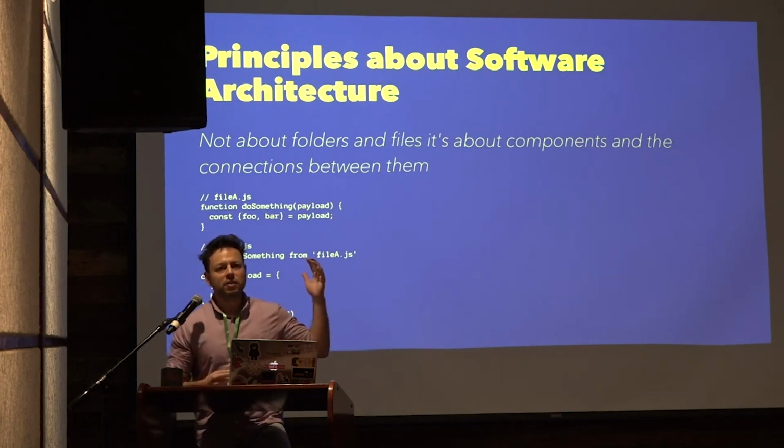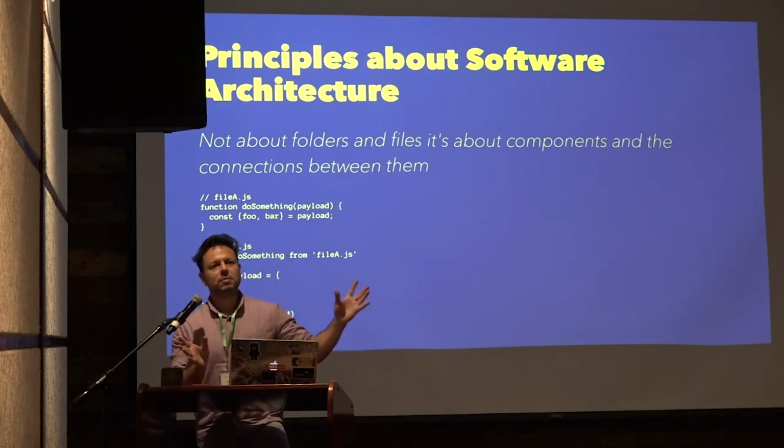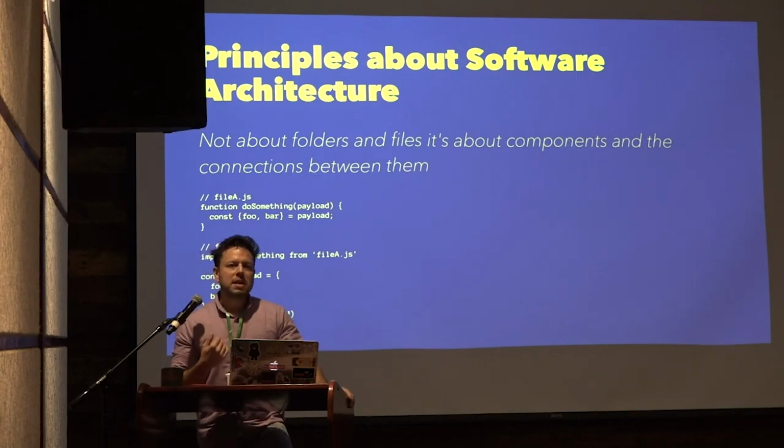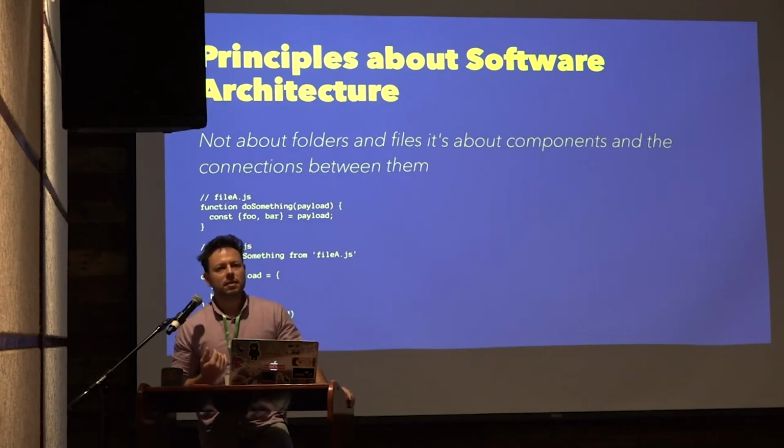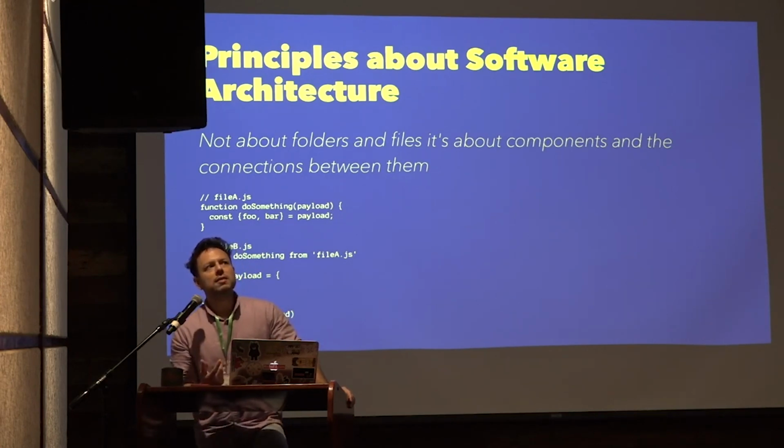So I've got these two functions up here. I've got file A and file B. Imagine they're in two different files. File B brings in file A and uses that function to do something, and it passes a payload. How are these components connected? It's a question. What do you guys think? Where are the connections between these two different components, these two different functions?